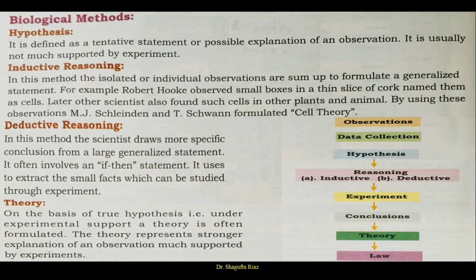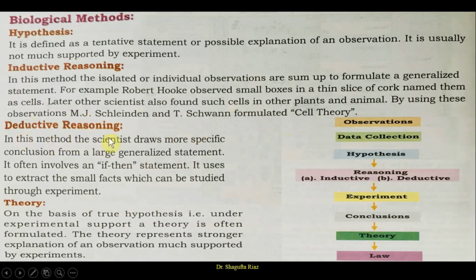You can understand it with the help of an example. Robert Hooke found the cell. How? He observed small boxes in a thin slice of cork, which is made up of wood, and named them cells, right? And after that, later scientists found such cells in other plants and animals as well. That's why, using these observations, Schleiden and Schwann formulated the cell theory, right?